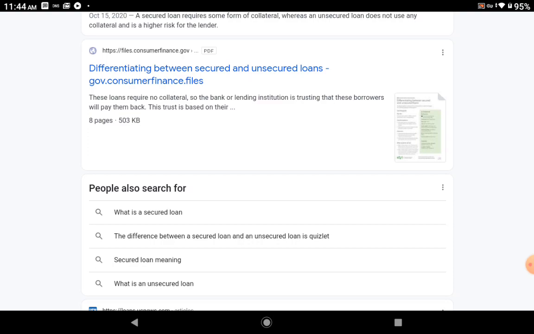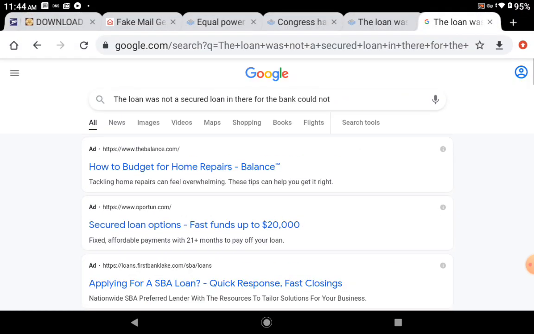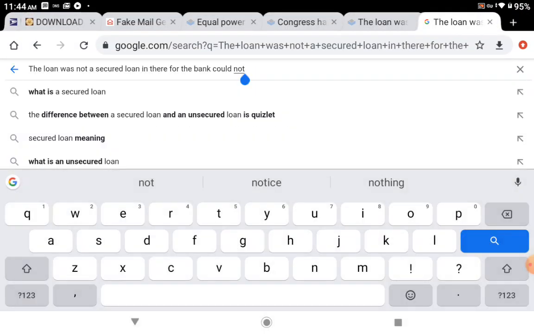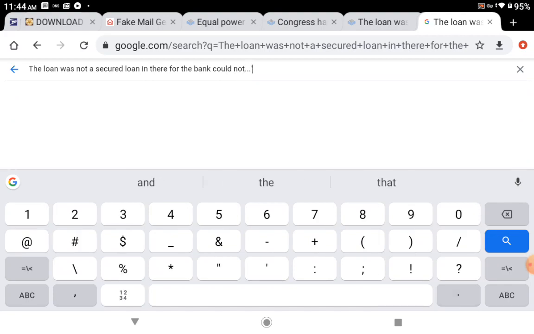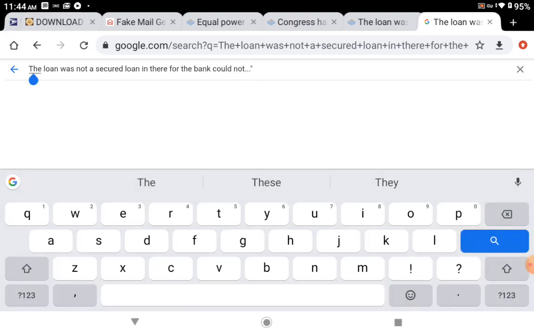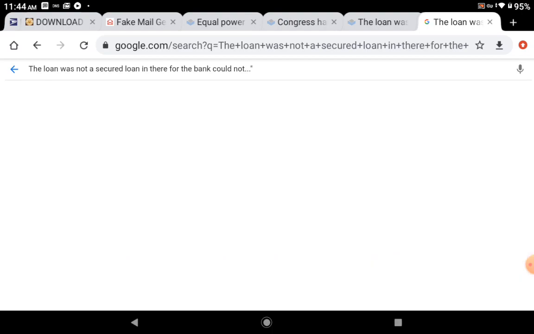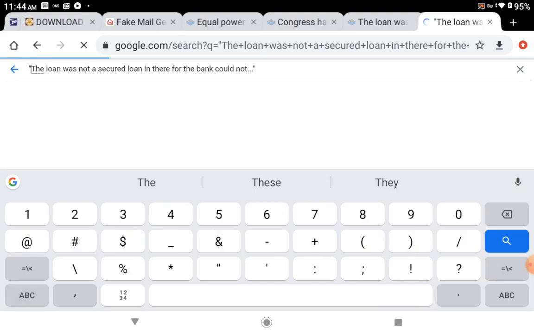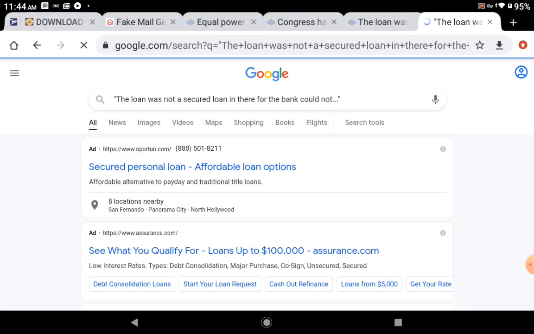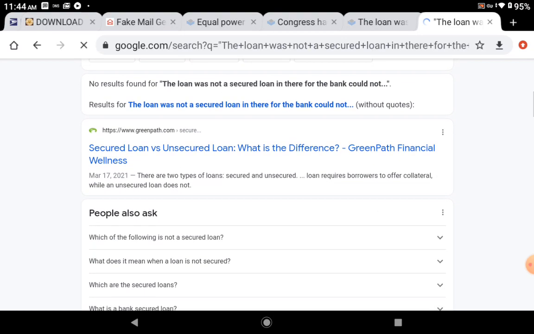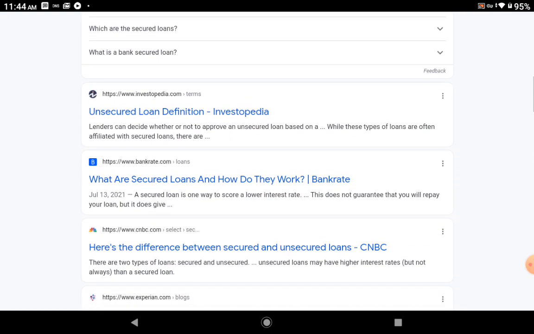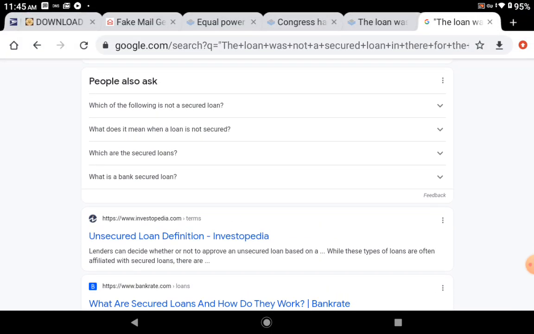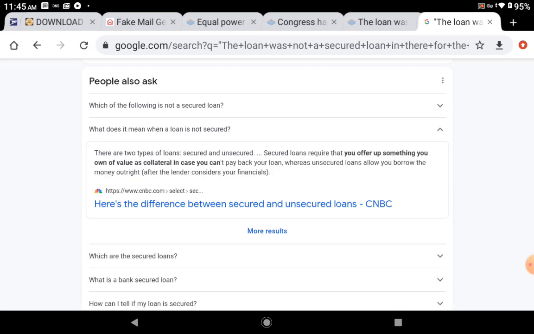Differentiating between a secured and unsecured loan. Now, guess what? Watch what I do. See that right there? And then we put quotation marks, go here, then we bring you all the way there, and then we put my other quotation, and then we go enter. Okay, let's see what we get now. They still did the same thing. What are secured loans? What is a bank secured loan? What does it mean when the loan is not secured? Let's try what does it mean when a loan is not secured.